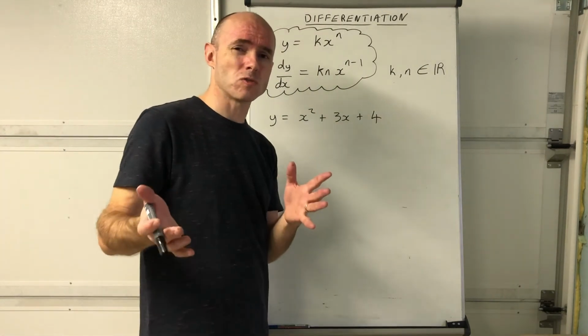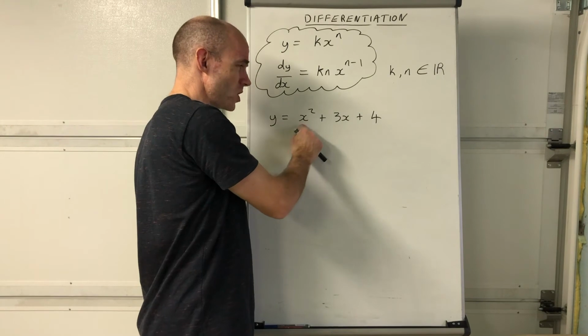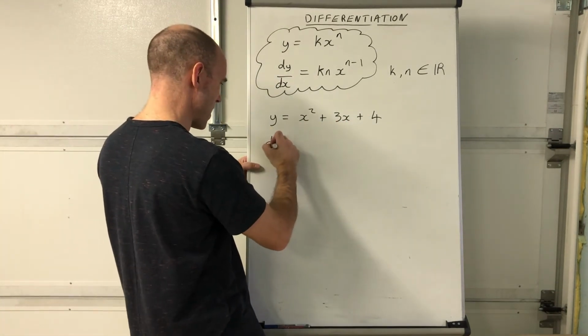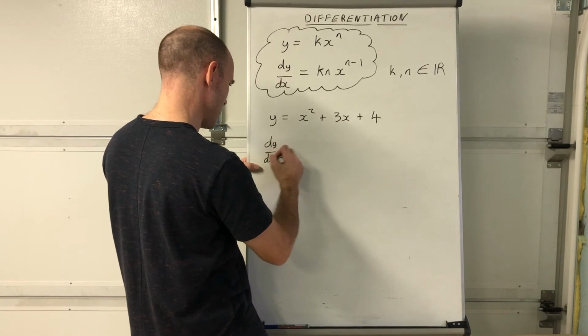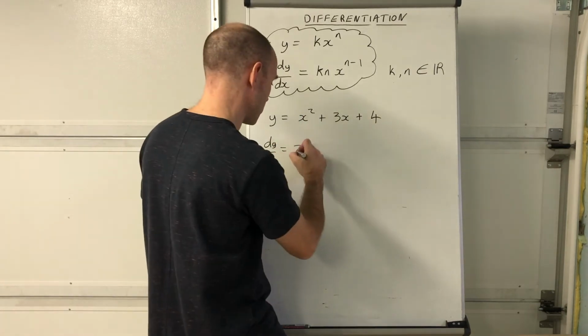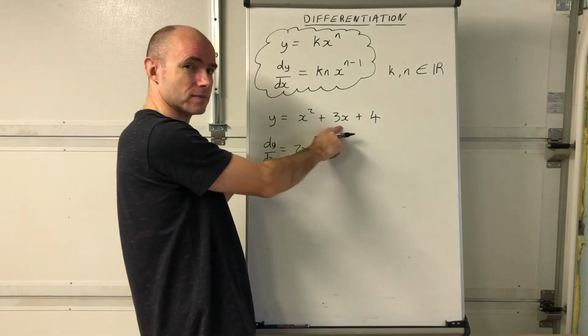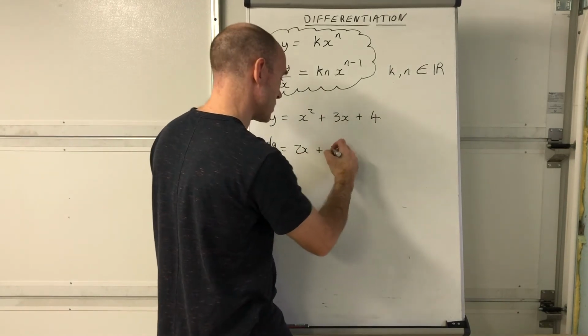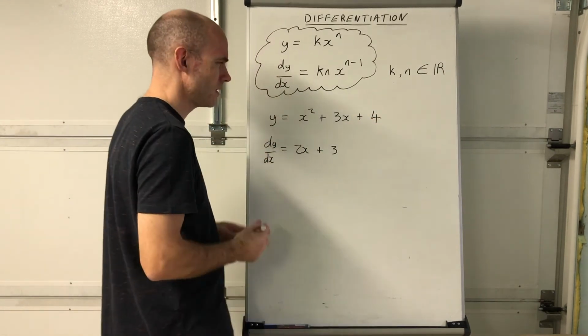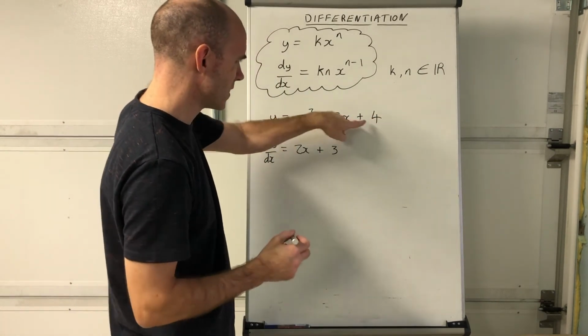To cut a long story short, you just differentiate each term one at a time. So we'll do that first, and then we'll talk about why that works. So dy/dx is equal to, differentiate that, 2x. Differentiate that, so positive 3, because it's positive. Plus, differentiate that, 0. So that's when we differentiate each term one at a time.